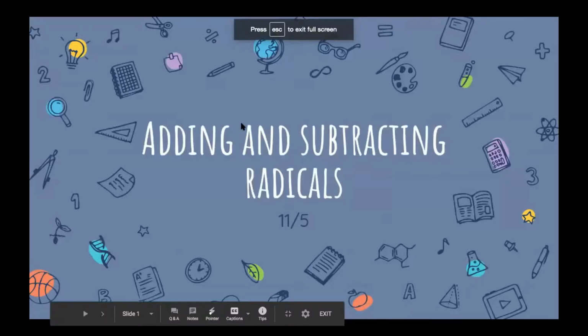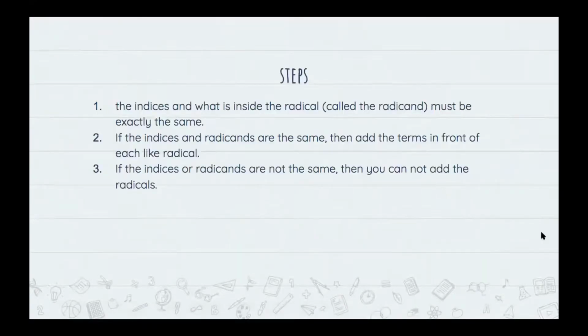Today we are going to be learning how to add and subtract radicals. We're going to first learn how to add the radicals.